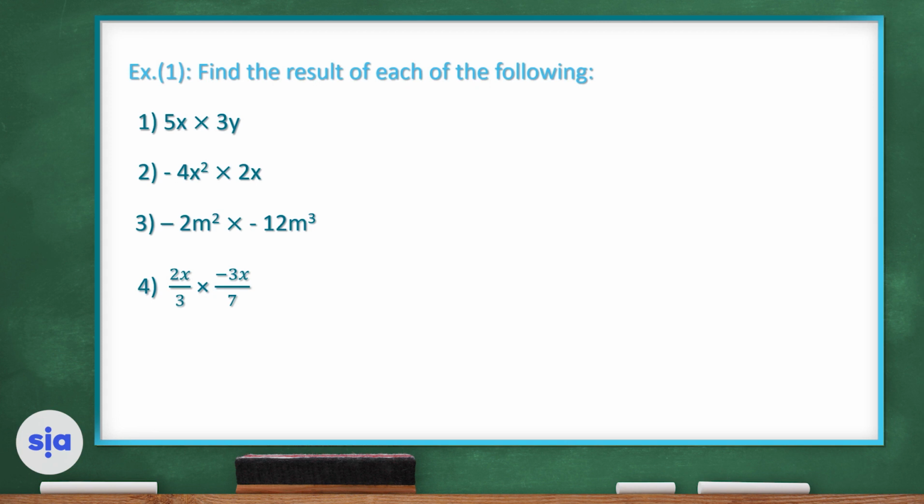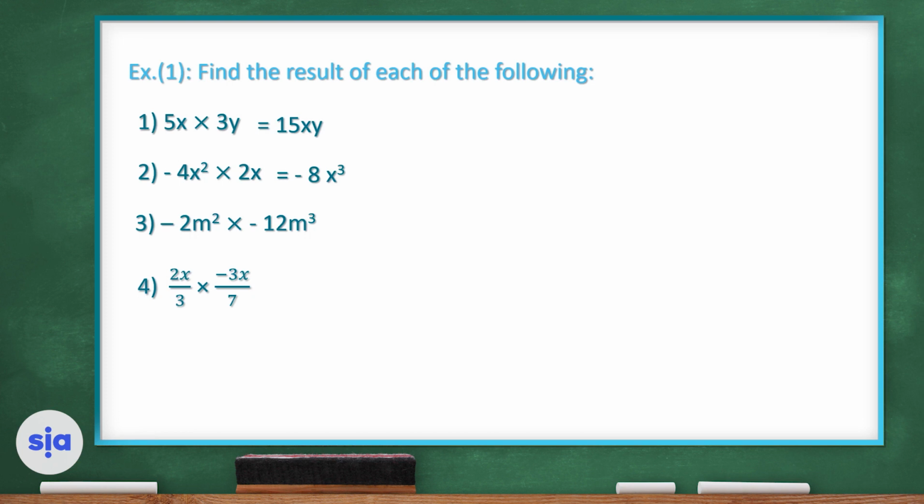Exercise number 1. Find the result of each of the following. 5x times 3y, we multiply the coefficients. 5 times 3 is 15, and then x times y is xy, so it's 15xy. Negative 4x squared times 2x: negative 4 times 2 is negative 8, and then x squared times x is x cubed.